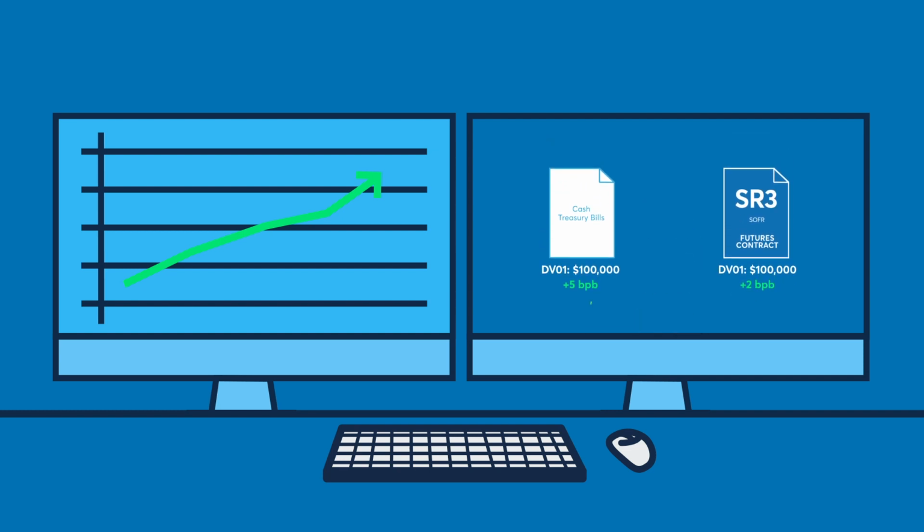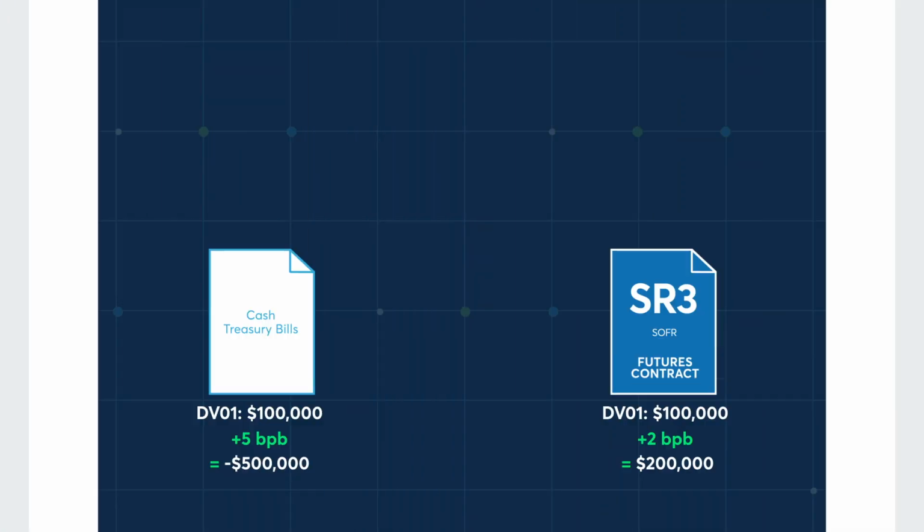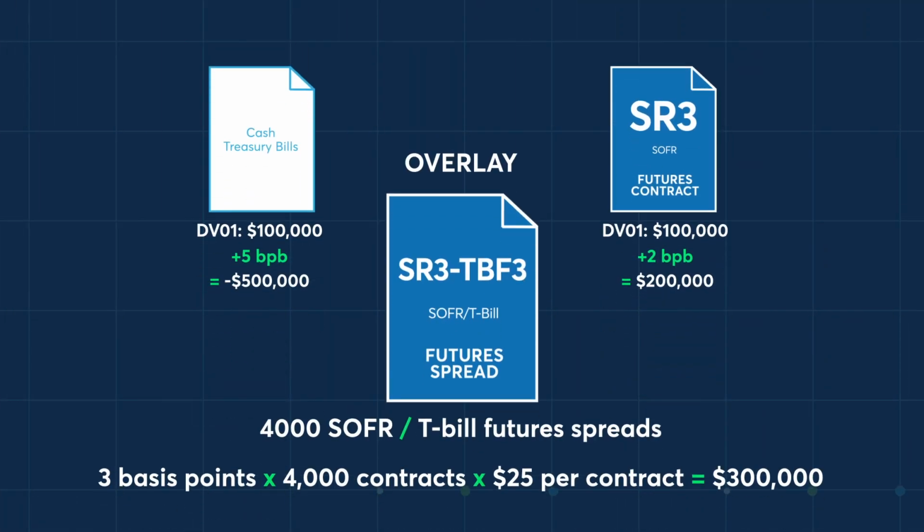Without the overlay, the original portfolio's net position would have lost $300,000, as the payout for the SOFR futures hedge would only compensate for $200,000 of the $500,000 loss incurred by the portfolio of T-bills. With the SOFR T-bill futures spread overlay, however, one can expect to be much more closely hedged, given that the T-bill yield rose 5 basis points and the SOFR curve only gained 2 basis points. The spread between both would have theoretically increased by 3 basis points. The 4,000 contract overlay at $25 per basis point would have compensated the investor for the remaining $300,000.